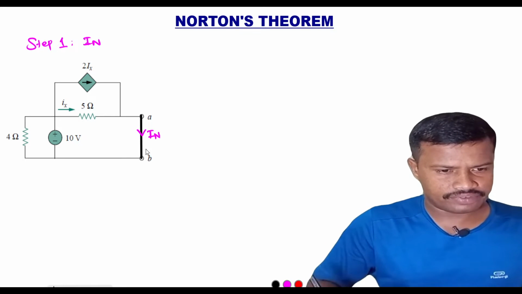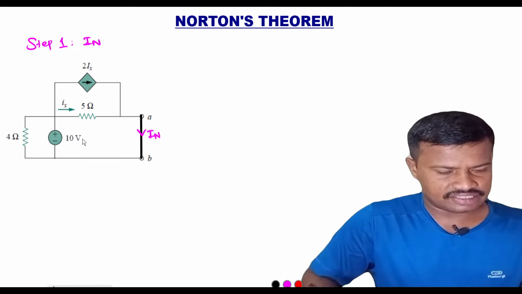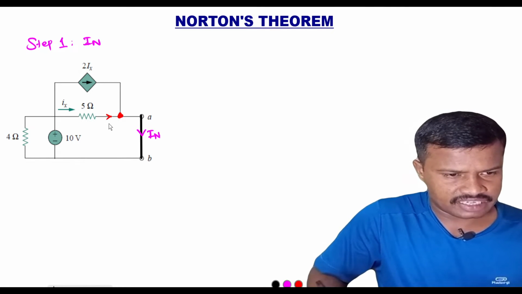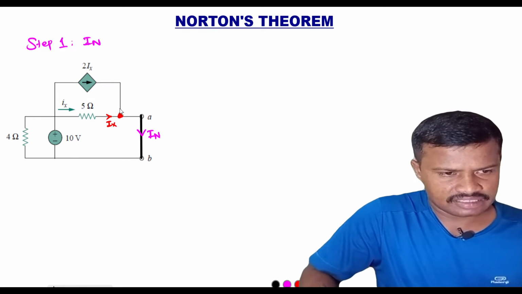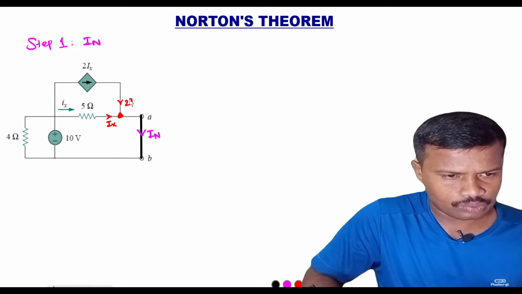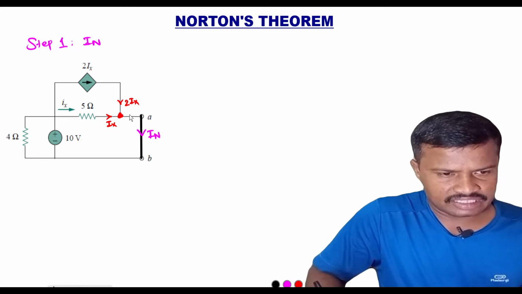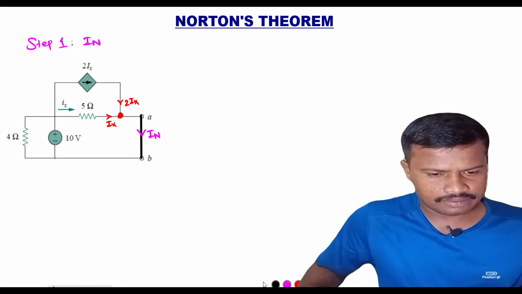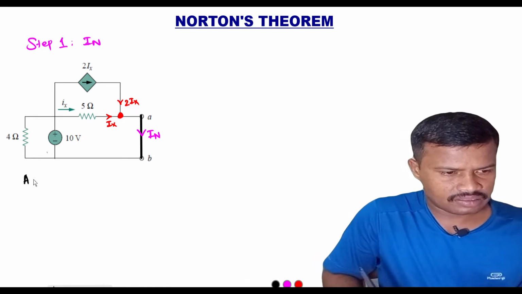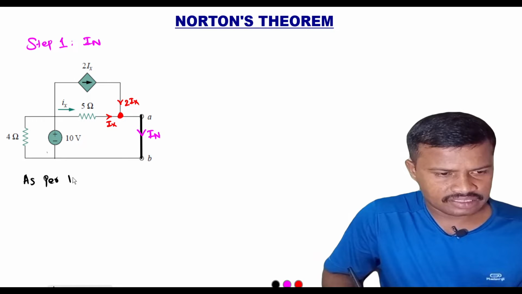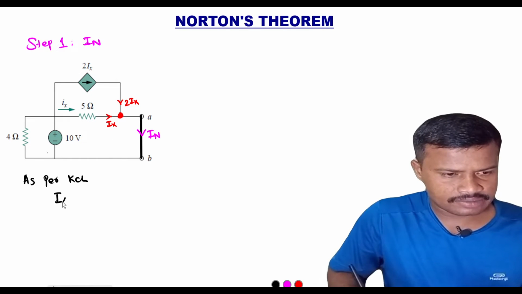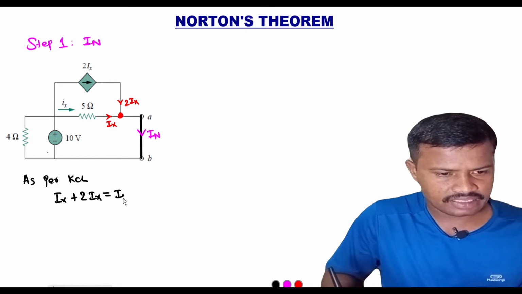To find the value of IN, we will apply KCL here. So this is the junction. In this junction, the incoming current is IX and one more current is available, that is 2IX, and the outgoing current is IN. So as per Kirchhoff's current law, in this junction IX plus 2IX is equal to IN.